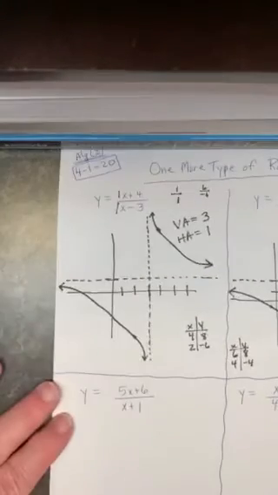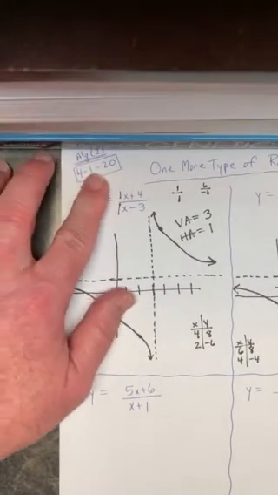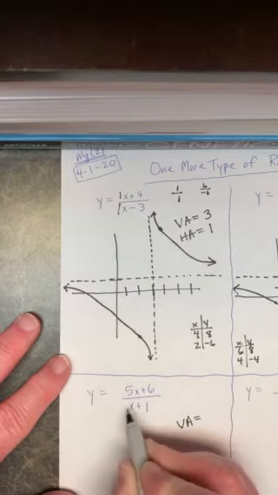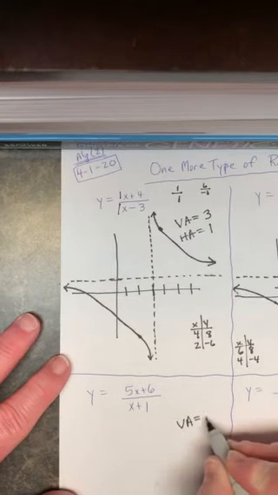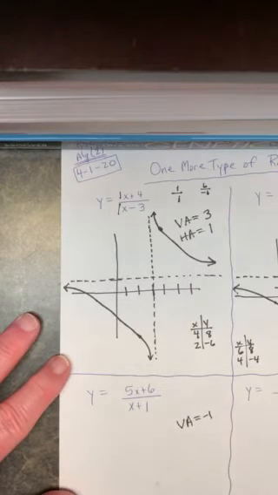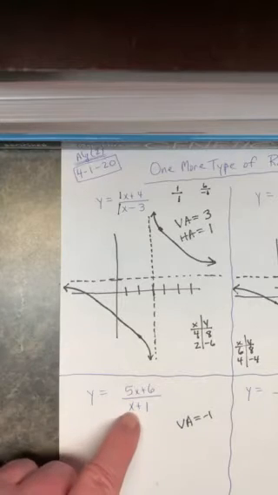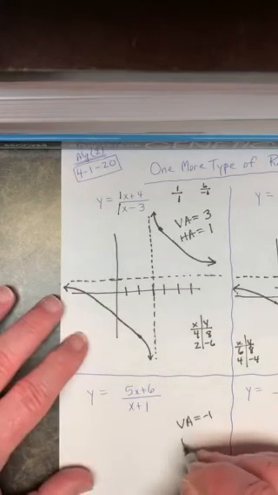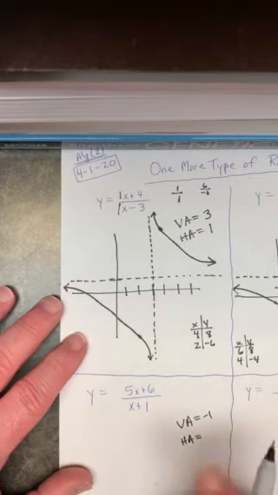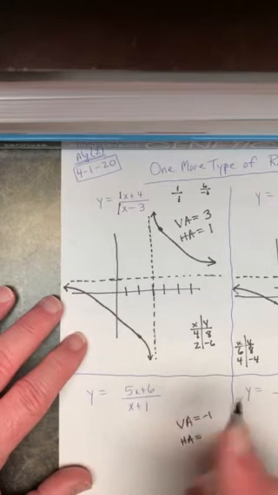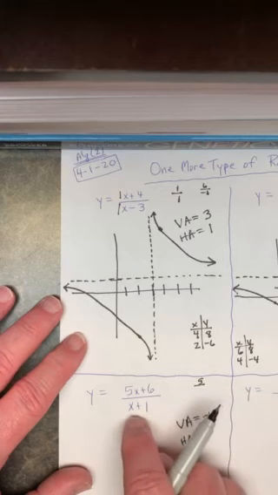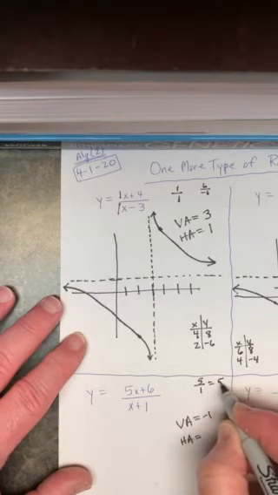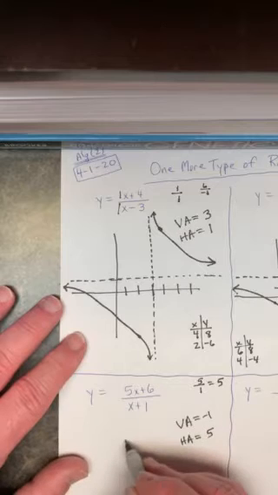Okay? The third one, if we take a look at this one, the vertical asymptote would be what? Everybody agree? Think about it. What would you write down? Wouldn't it be -1? Because -1 plus 1 creates a 0 on the bottom. The horizontal asymptote, what number is next to x up top? 5. What number is next to x on the bottom? 1. And 5 over 1 would be 5.